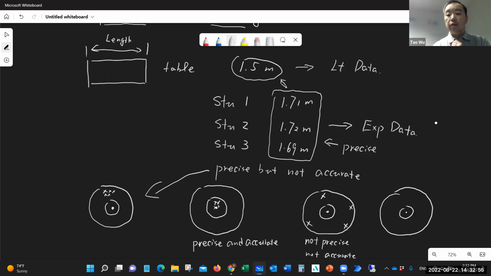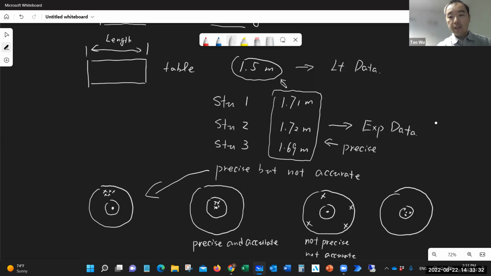Okay, yeah. The last part may be hard to understand. Can you imagine it's accurate, but not precise? Some of the data is scattered, but it's still close to the target. It's close to the target, but scattered. So this is the accurate but not precise case.